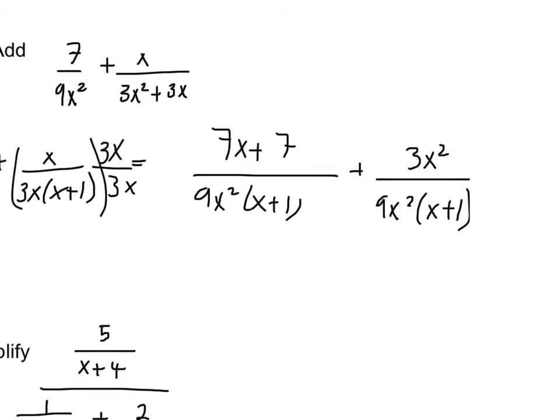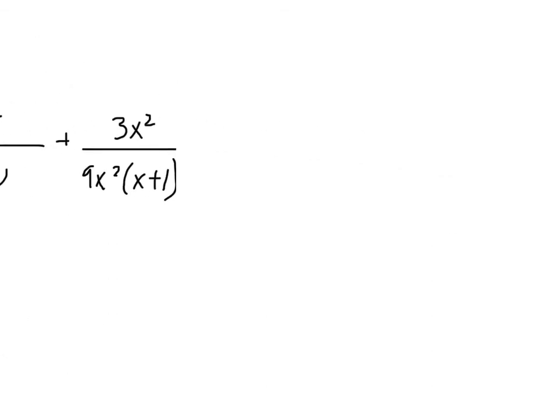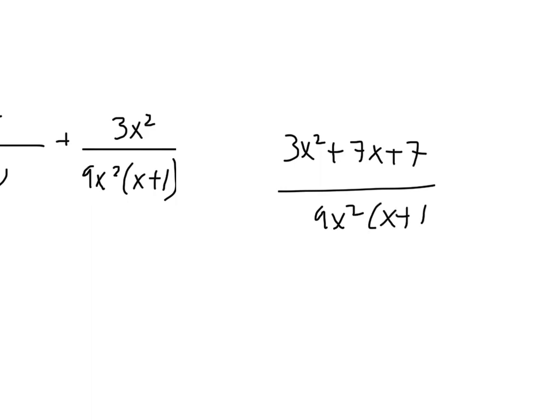This will simplify to 3x squared plus 7x plus 7 over 9x squared times x plus 1. And it depends if the book will want you to have a more simplified version of the denominator, but I would just watch out for what the directions are telling you and what form our original example is in.